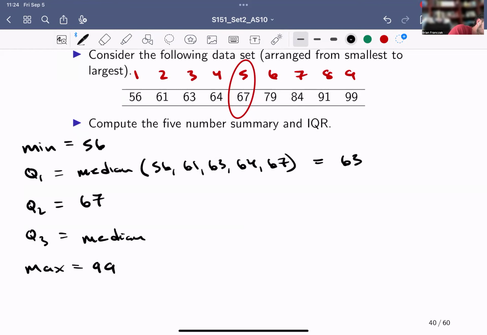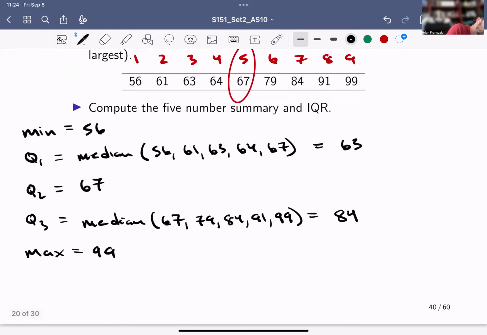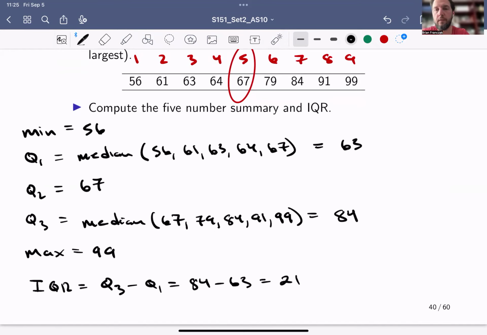Okay, similarly, the upper half, Q3 in this case, will be the median of 67, 79, 84, 91, 99, which is 84. Okay, so this again is the midpoint of the upper half. All right, so the IQR for this data set then is Q3 minus Q1, which is 84 minus 63, which is 21. Okay. So for this data set, our 5-number summary is composed of 56, 63, 67, 84, and 99. Our IQR, which is the difference between Q3 and Q1, is equal to 21 because we have 84 minus 63.